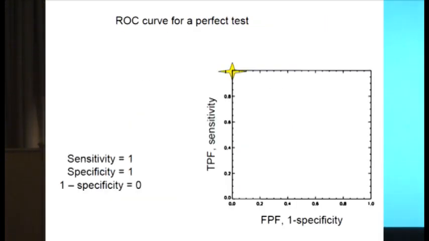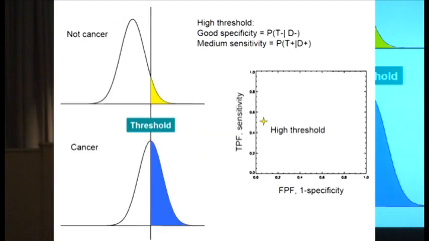So if you had a sensitivity of 1 and a specificity of 1, you'd be right here. You treat all cases that have disease, and you don't treat anyone who doesn't have disease. This is the perfect test. This is the point on the ROC curve.